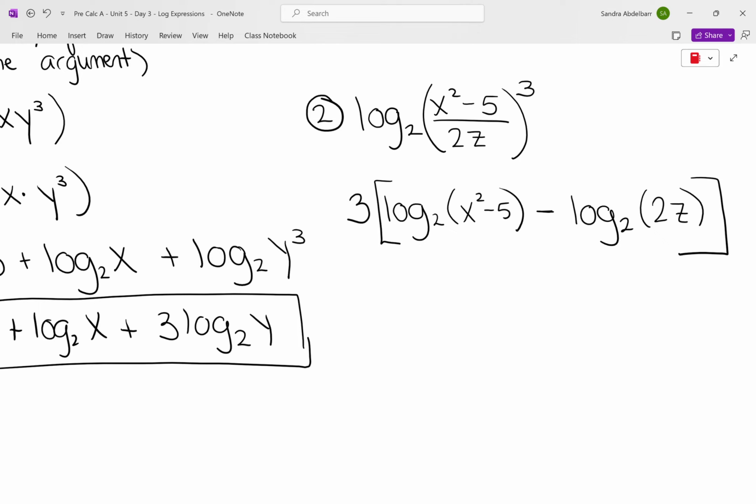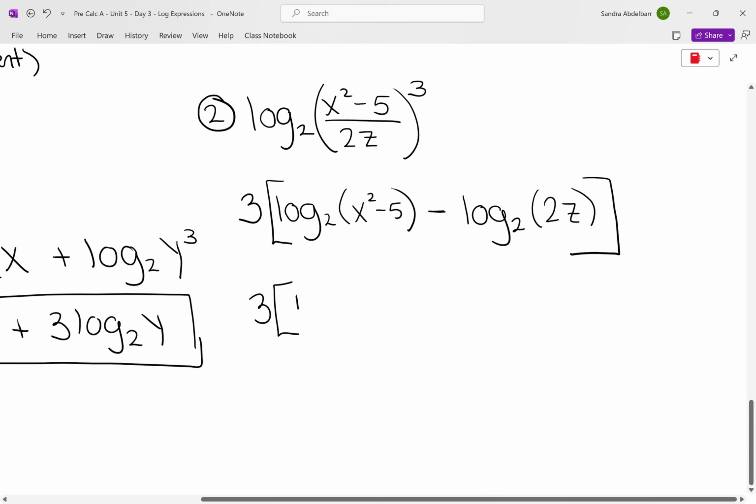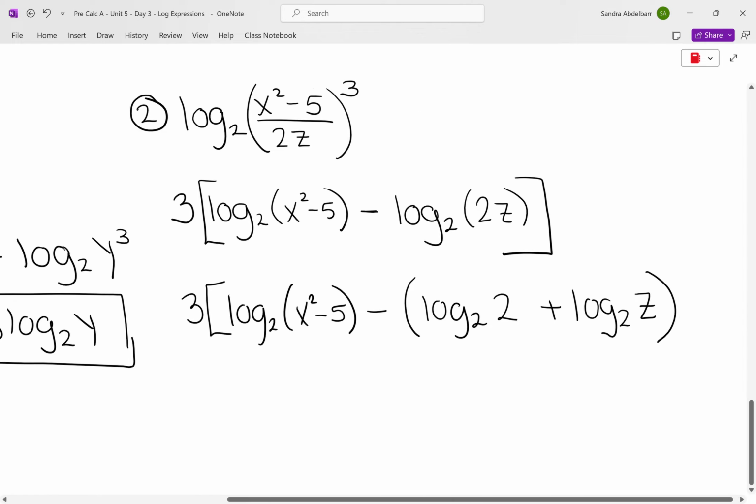Are we done here? No, because what's between the 2 and the z? Multiplication. So I can split that into log addition. So this is going to be 3, and then we have our brackets, log base 2 of x squared minus 5 minus, now do I need parentheses? Yes, I do need parentheses because I'm changing it to addition. So this is log base 2 of 2 plus log base 2 of z.